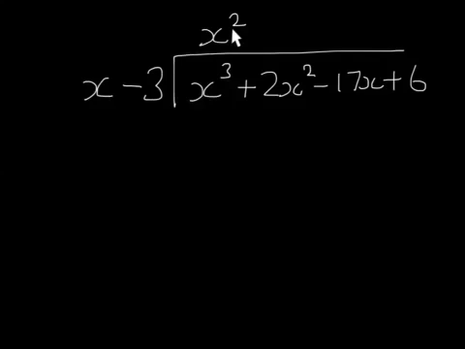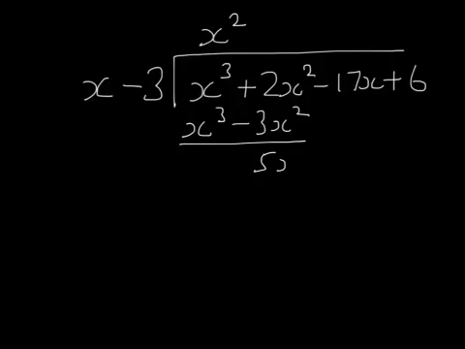How do I know that? Because x squared times x minus 3 is x cubed minus 3x squared. Then I work out the remainder. There's no remainder here. That will always happen because that's how we chose it. What's 2x squared take away minus 3x squared? Taken away a minus gives 5x squared. Then I bring down the minus 17x.